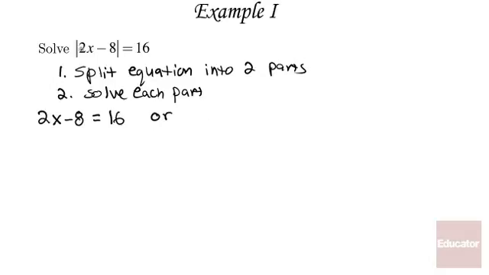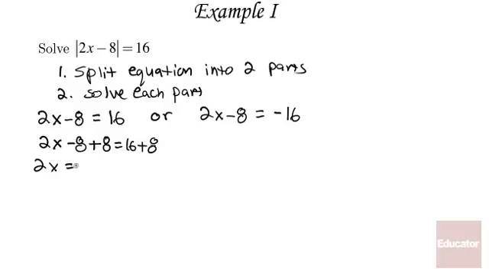Or the other possibility is I work out 2x minus 8 and it comes out to negative 16. If 2x minus 8 equals negative 16 and I put negative 16 in there, the absolute value of that is also 16. So both of these are valid. Once I've done that, I simply need to solve each of the two parts. I have 2x minus 8. I'm going to add 8 to both sides to get 2x equals 24. Now I'm going to divide by 2.